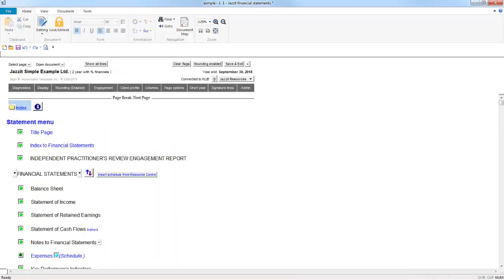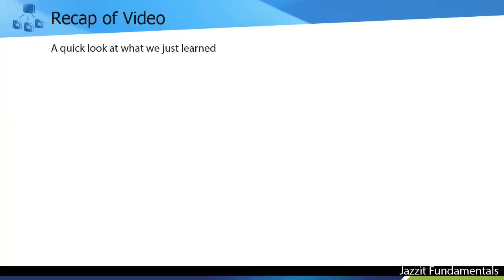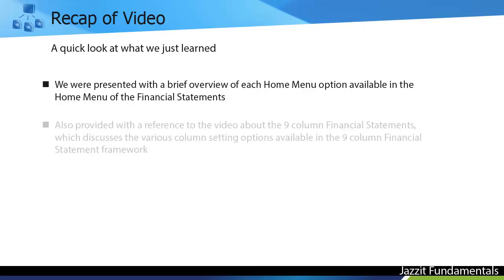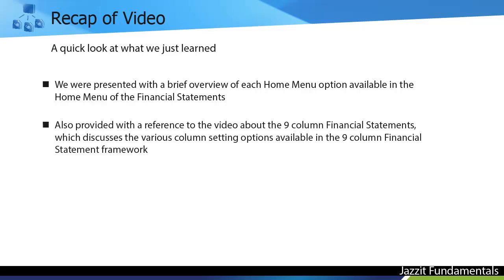That concludes this video about the options available in the Financial Statements home menu. Let's take a quick look at what we just learned. We were presented with a brief overview of each home menu option available in the home menu of the Financial Statements, and also provided with a reference to the video about the 9-column financial statements, which discusses the various column setting options available in the 9-column financial statement framework.